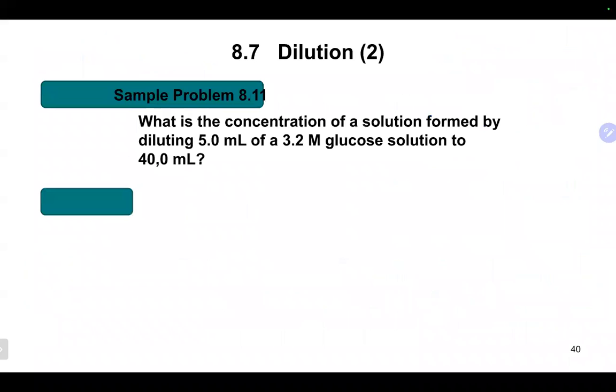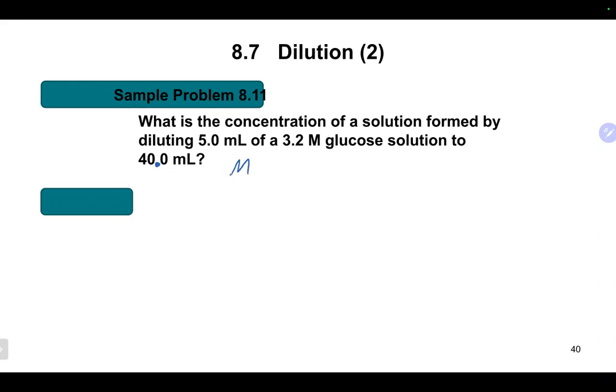What is the concentration of a solution formed by diluting 5 milliliters of 3.2 molar glucose solution to 40 milliliters? I don't think that's supposed to be a comma, so that should probably be 40.0 milliliters. All right, take a couple of minutes here, see what you come up with. Okay, let's take a look. So we're taking a glucose solution. We want to know what the concentration will be if we diluted 5 milliliters of 3.2 molar glucose to a final volume of 40 milliliters.